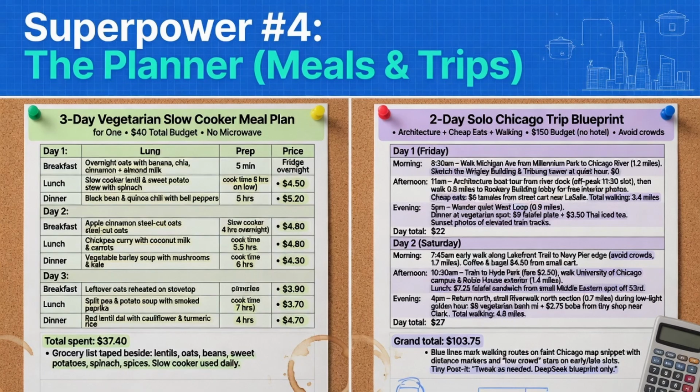Trip planning example. Plan a 2-day solo trip to Chicago. Context. I love architecture, cheap eats, and walking. I don't like crowds. Budget $150 not including hotel. Format. Morning, afternoon, evening for each day, with estimated costs and walking distances. DeepSeek won't book anything, but it gives you a blueprint you can tweak.